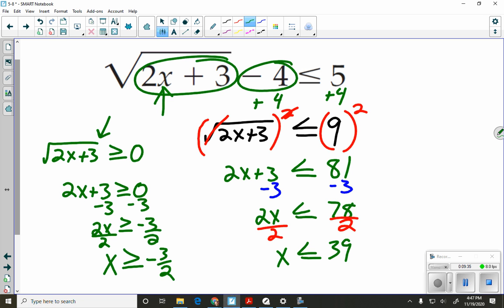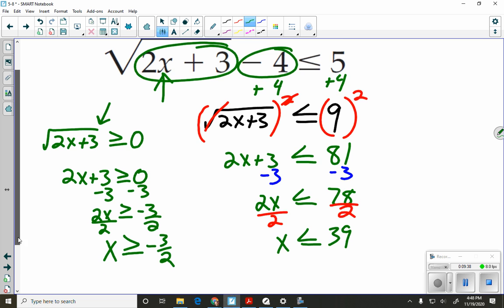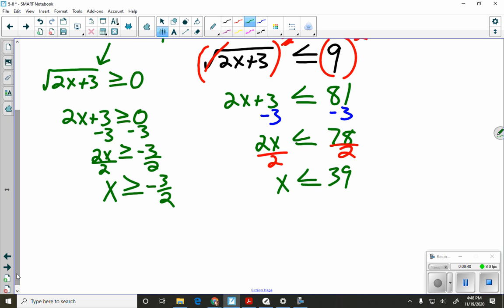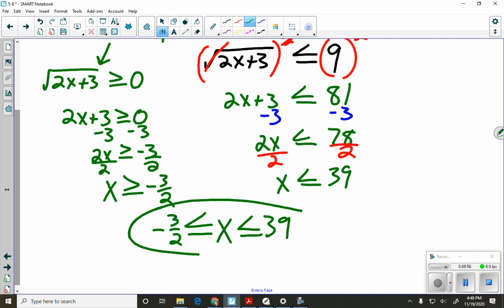Okay, so x has to be greater than or equal to negative 3 halves, but x also has to be smaller than or equal to 39. I can put these together with this value of x in the middle. X does have to be smaller than or equal to 39, but at the exact same time, it has to be greater than or equal to negative 3 halves. So this is a compound inequality. It is an and. It has to be in between these two. And that's how we find it.